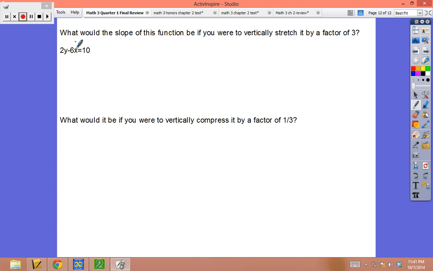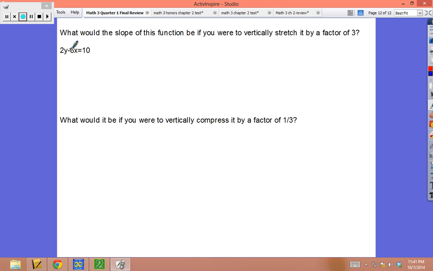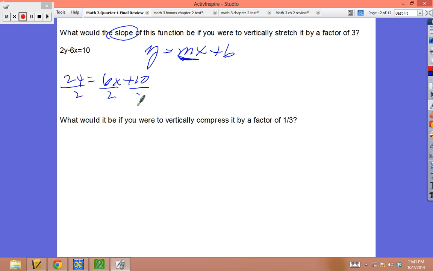Okay, then if you have this function, which is linear, and they want you to vertically stretch it by a factor of 3. First let's get it into our model, y equals mx plus b, because that's my slope and they want slope. So 2y equals 6x plus 10, divide by 2, divide that by 2, divide that by 2. It should be y equals 3x plus 5. So the slope is 3. But if you're going to vertically stretch it, that means you're going to make it steeper by a factor of 3. You're going to take the original and multiply it by a factor of 3. So your new slope is going to be 9.